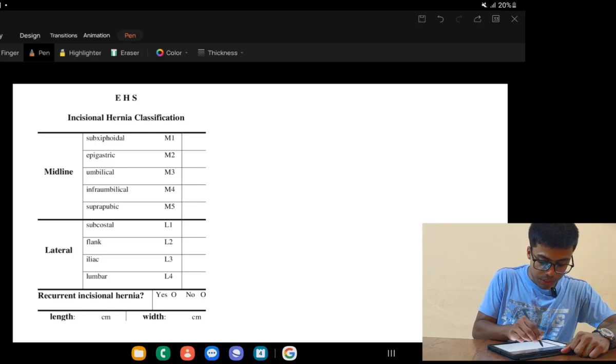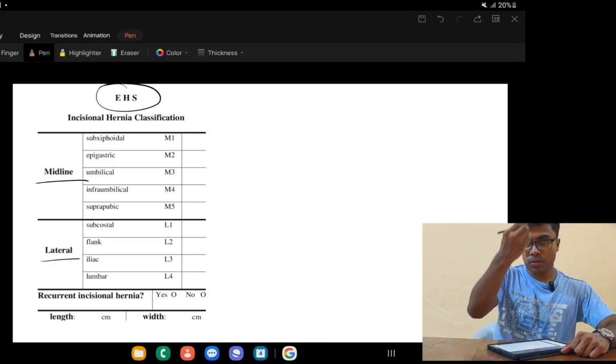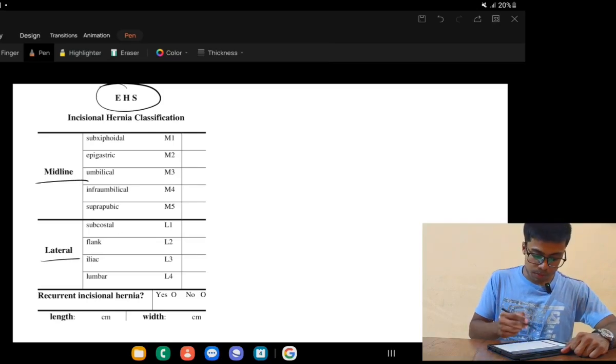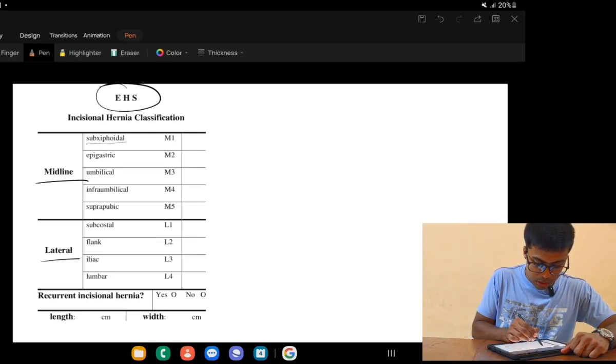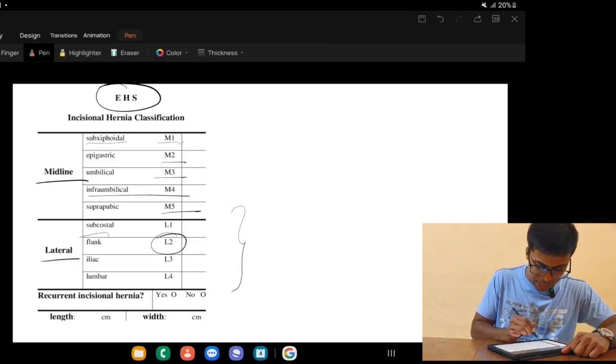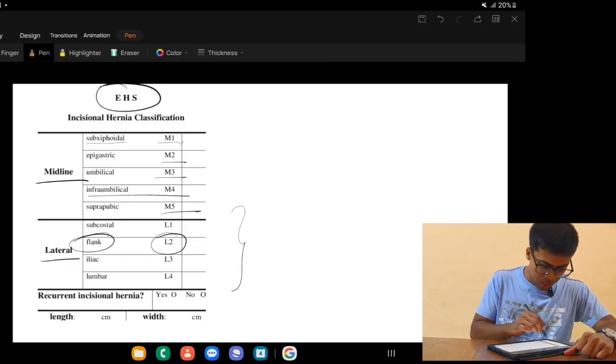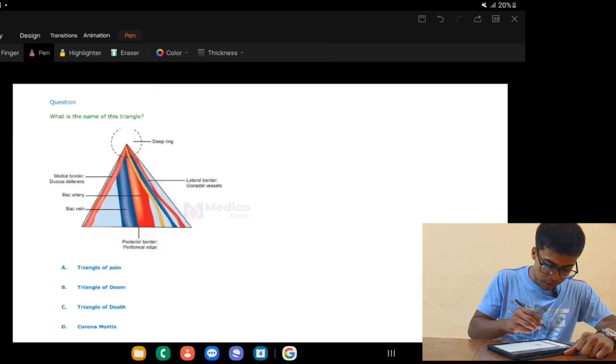Then there is one more classification, the EHS classification, midline and lateral. According to the skeletal anatomy we have subxiphoid M1, epigastric M2, umbilical M3, infraumbilical M4, suprapubic M5, and lateral L1, L2, L3. This time L2 was asked, I guess; something flank related was there, and the EHS classification was asked. So now moving on to the next question.